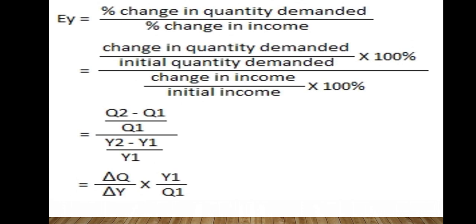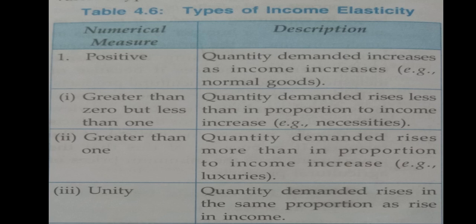Next category we have is income elasticity of demand, which tells us the percentage change in quantity demanded due to the percentage change in income. The formula will be the same as we have done for price. If we talk about types of income elasticity, the first one is positive, where the quantity demanded will increase as your income increases. Like in the case of normal goods, if the consumer is earning more, that means he will spend more.